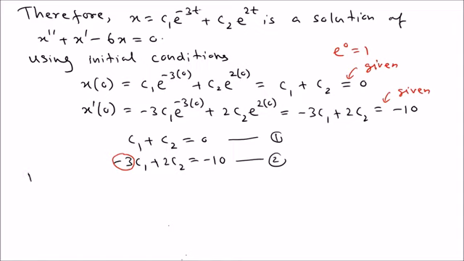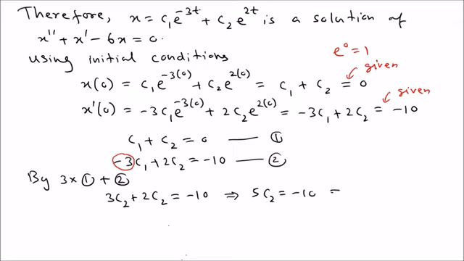So we multiply by 3: 3 times the first one plus the second one. If you multiply by 3, you get 3 c1 plus 3 c2. When you add, c1 gets cancelled, and you simply get 3 c2 plus 2 c2 equals negative 10. This says 5 c2 equals negative 10. Now we divide both sides by 5, so you get c2 equals negative 2. You can see it's very easy. You get the answer. Then you can pick one of the equations, and the first one is easy. By equation 1, c1 is simply negative c2.